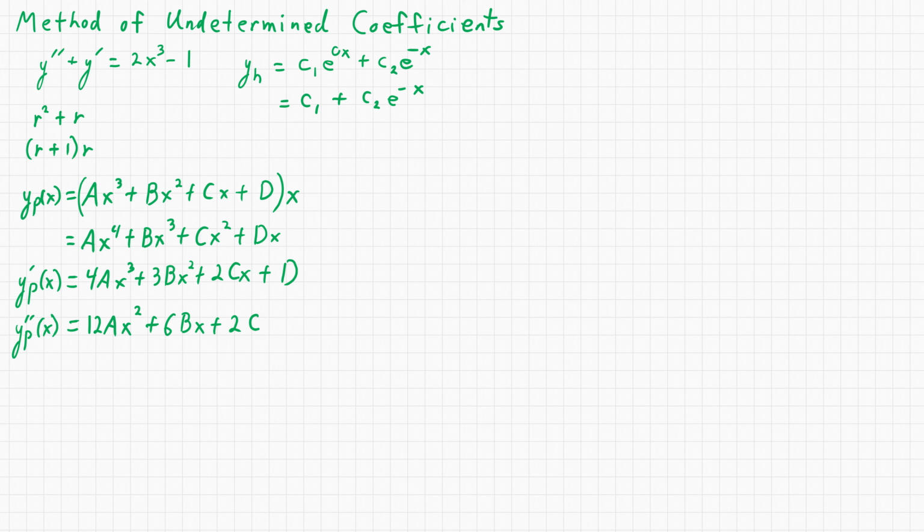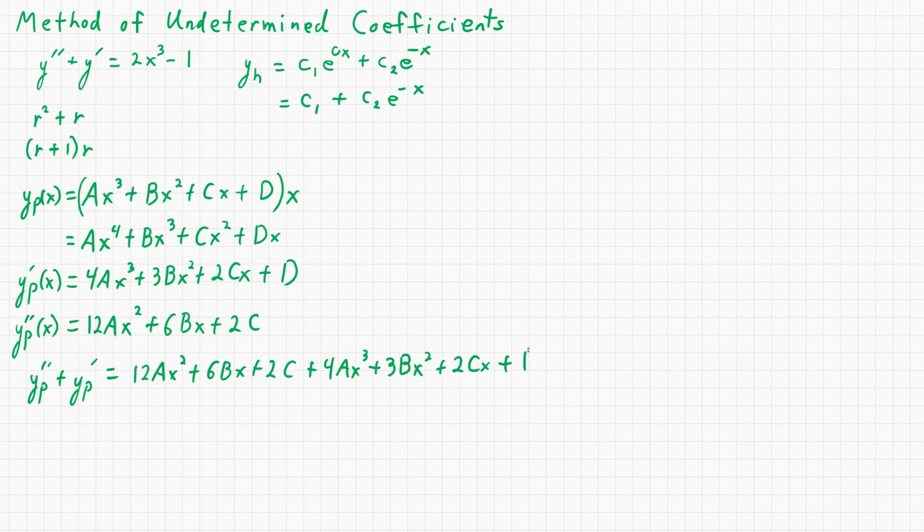And now we're going to plug this into the differential equation and solve for a, b, c, d. So our differential equation is y particular double prime plus y particular prime. Well, that's going to be 12ax squared plus 6bx plus 2c. That was the y particular double prime. And then I'm going to add to that y particular prime. So that's 4ax cubed plus 3bx squared plus 2cx plus d.